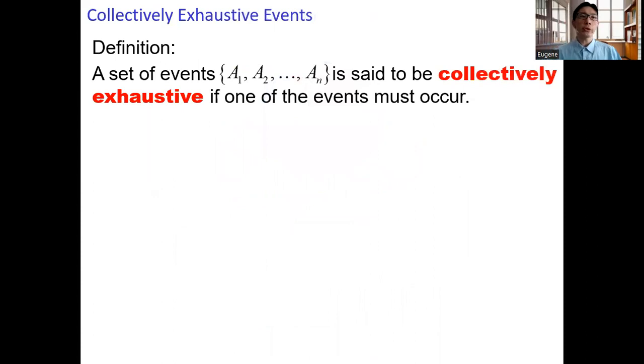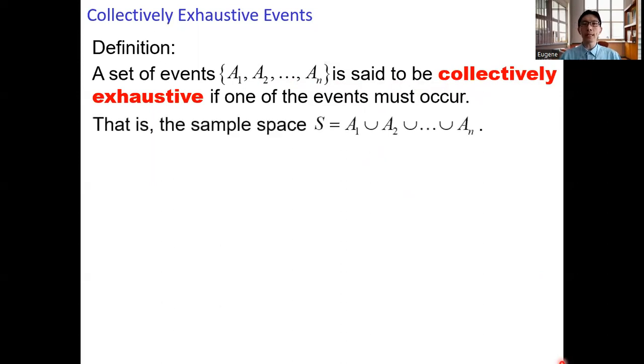Okay, next we will move on to the definition of collectively exhaustive events. So let's take a look at the definition. A set of events, say event A1, event A2, up to event AN, is said to be collectively exhaustive if one of the events must occur. That is, the sample space S corresponds to the union of A1, A2, up to AN.